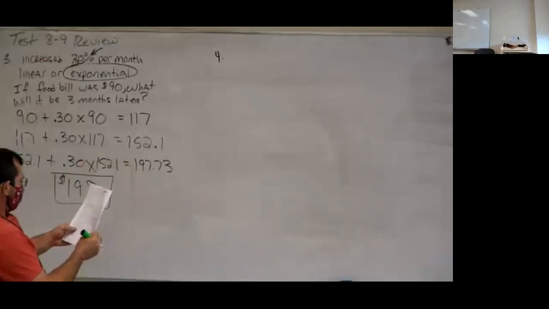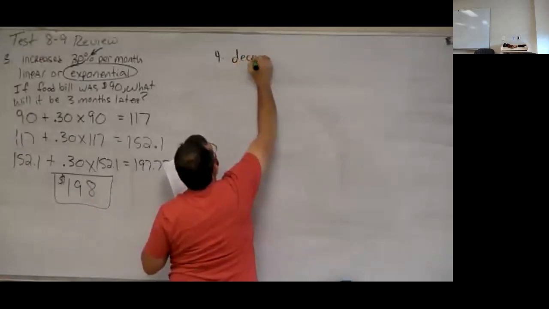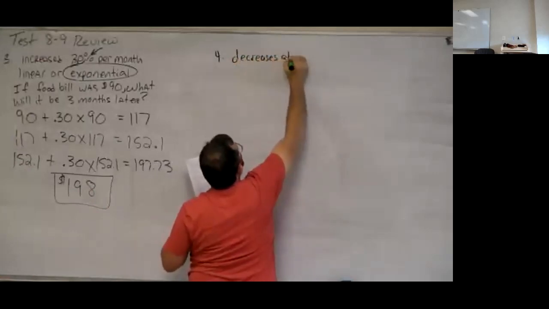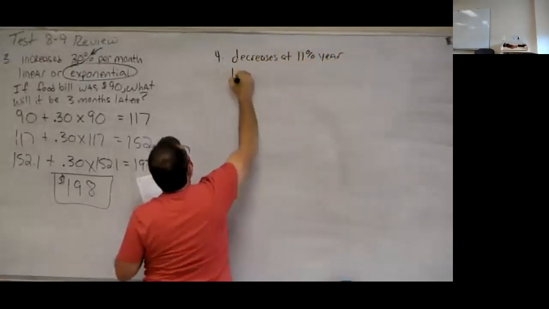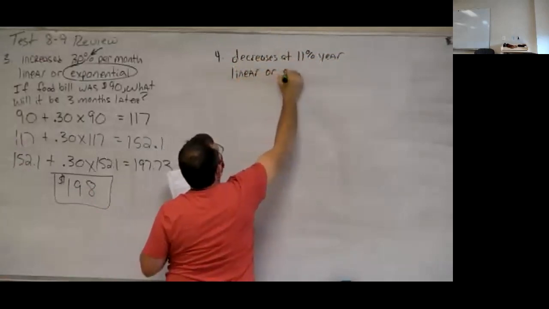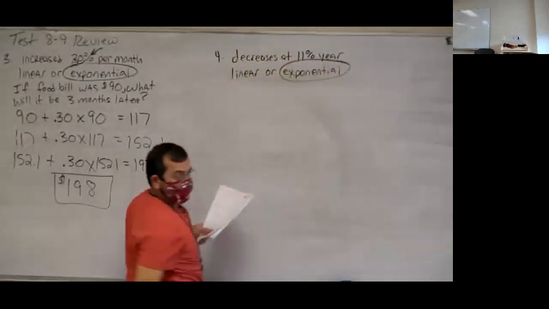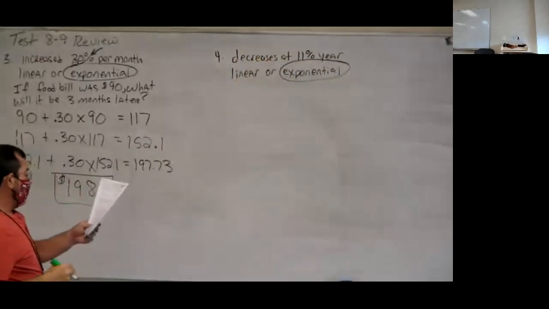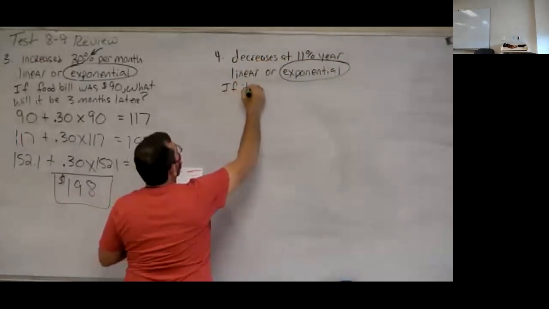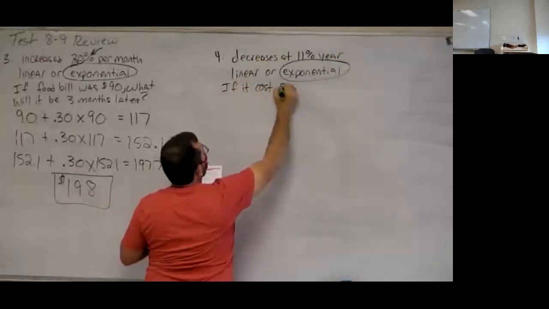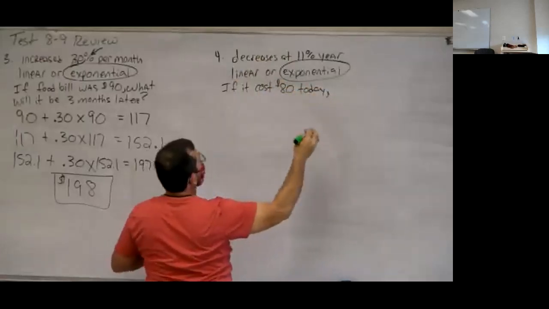So this one, the price of a computer is decreasing at 11% per year. Is this linear or exponential? Exponential. It is definitely exponential again, because you have that percent. If it costs 80 today, what will it cost in 3 years?